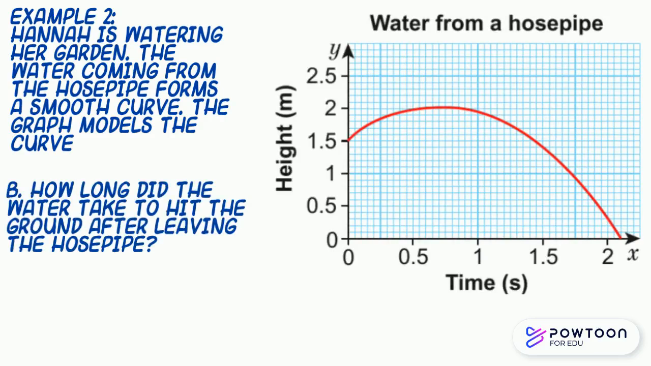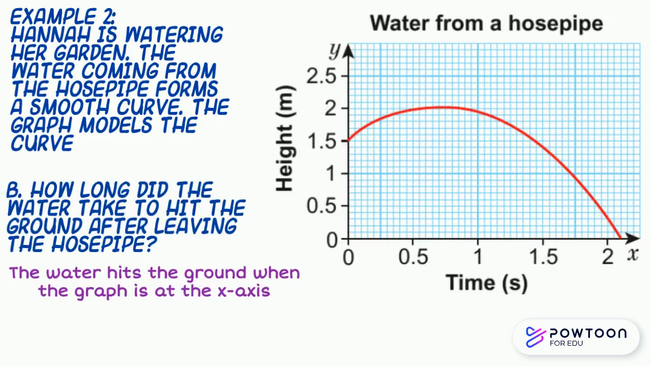In part B of this example, we want to know how long the water took to hit the ground after leaving the hose pipe. Remember that returning to the ground is when it crosses the x-axis, and we can see that it goes from 0 until about 2.1, so it's roughly 2.1 seconds.